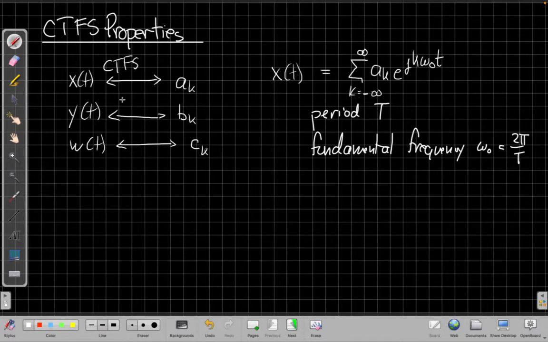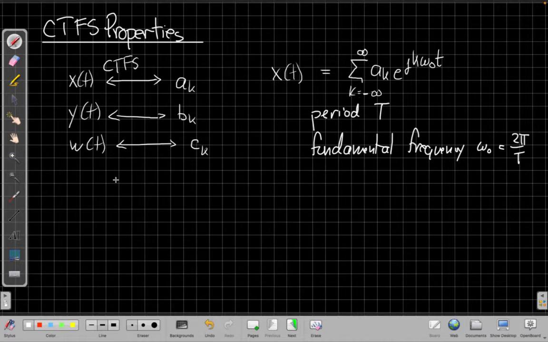Right, so we're assuming that just as I can write this for x, there are similar sums we can write for y to b and w of t to c of k. Right, each of these on the right-hand side is a different Fourier series for different time domain signals. And what we're going to look at today is when I can write relationships between the signals in time, what does that imply about the relationships between the Fourier series coefficients?